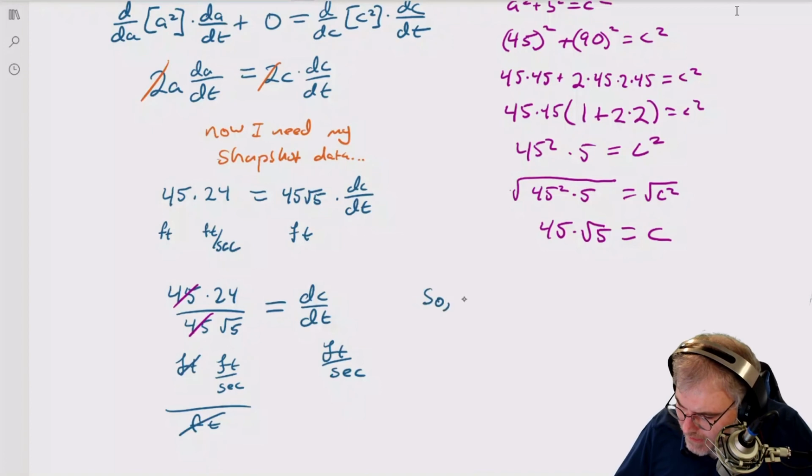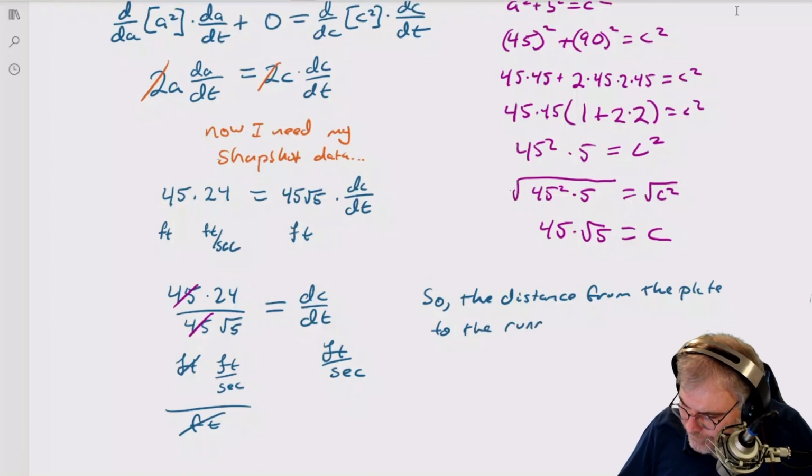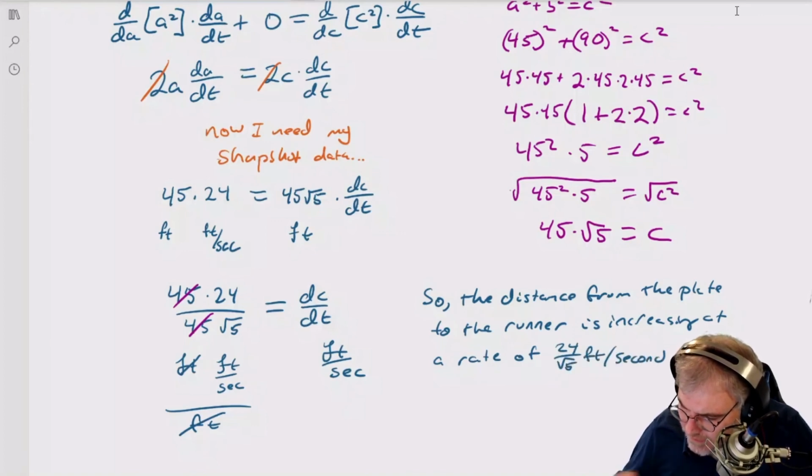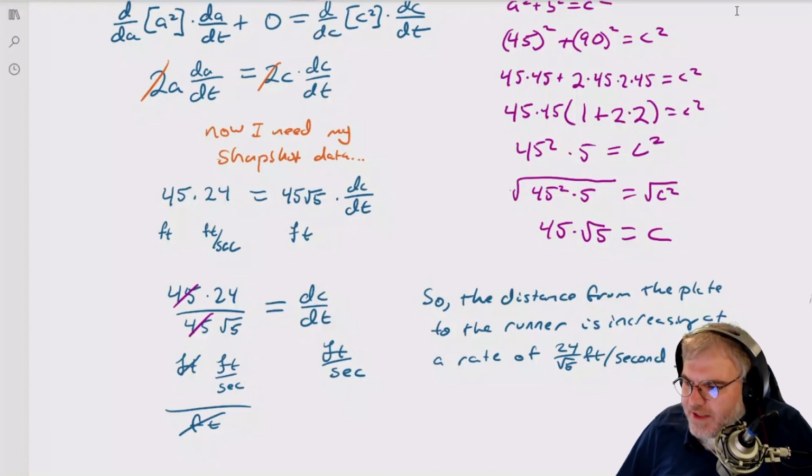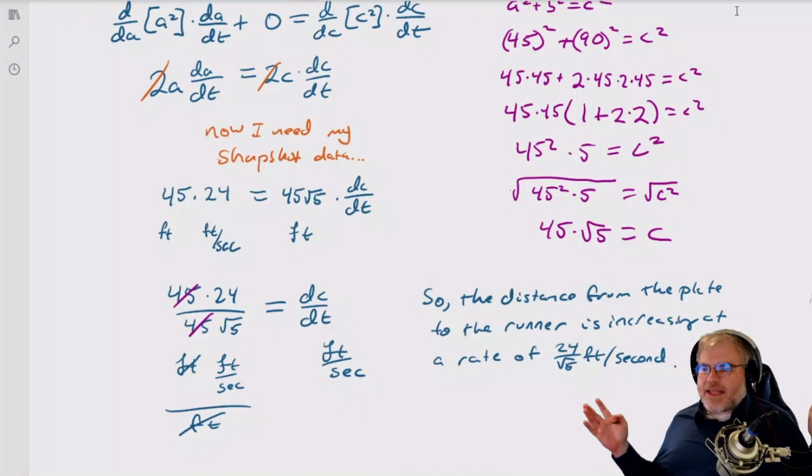So the distance from the plate to the runner is increasing at a rate of 24 over root 5 feet per second. And I'm done. How do we feel about that, 1 to 5?